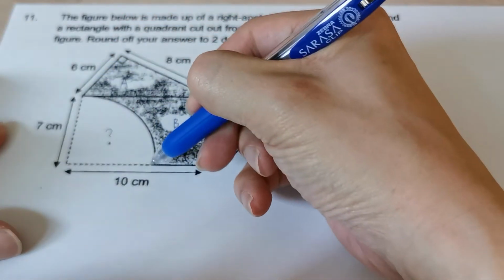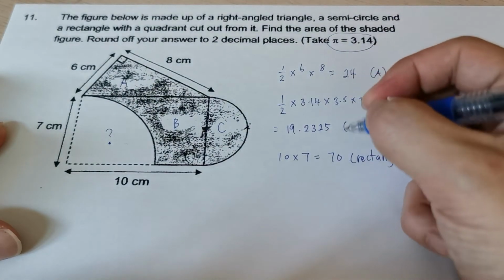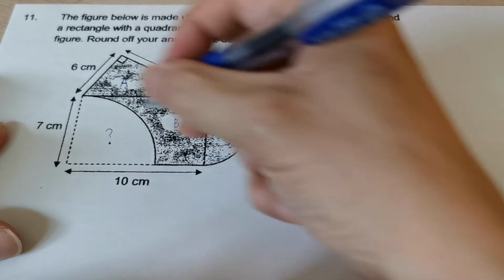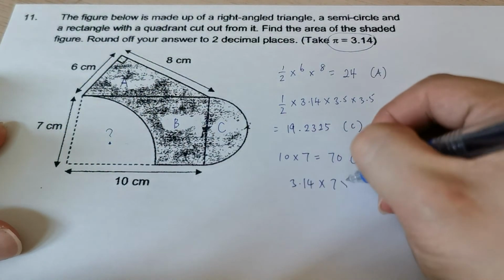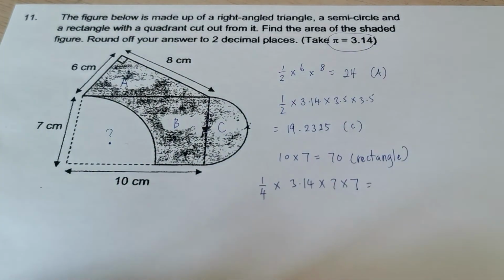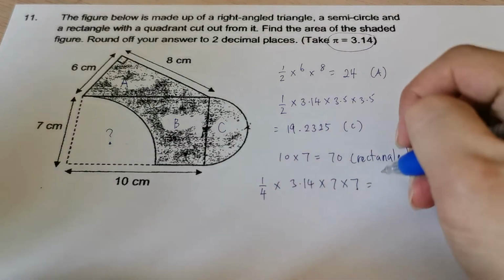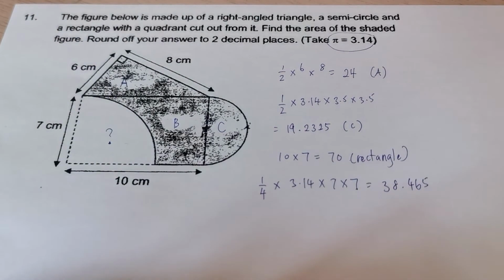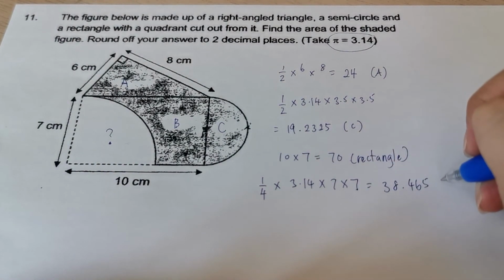Now, let's find the quarter circle. Quarter circle, remember? Pi, 3.14 times r, 7 times 7. But it's a quarter circle, don't forget times 1/4. Let's use our calculator and press. This question, you can use a calculator because it's in paper 2. So you have a weird set of number, 38.465. Now, this is for the quarter circle. It is not B. Don't go and write B down here, it's not.